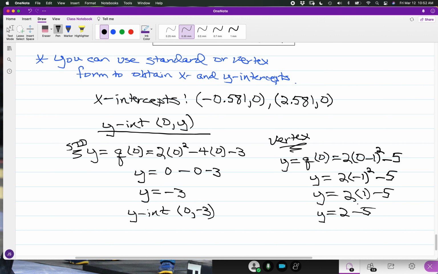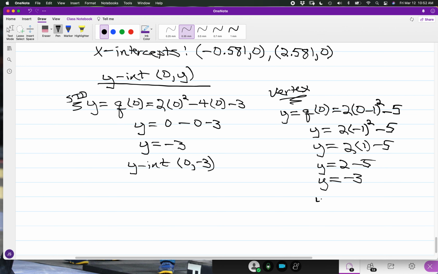So regardless of whether you use the standard or vertex form, you're going to get the same intercepts for both the x-axis and the y-axis. You don't have to do both. You just have your choice of either approach. So the y-intercept, you're going to have it at 0, negative 3. And now where the sketching is going to come in.